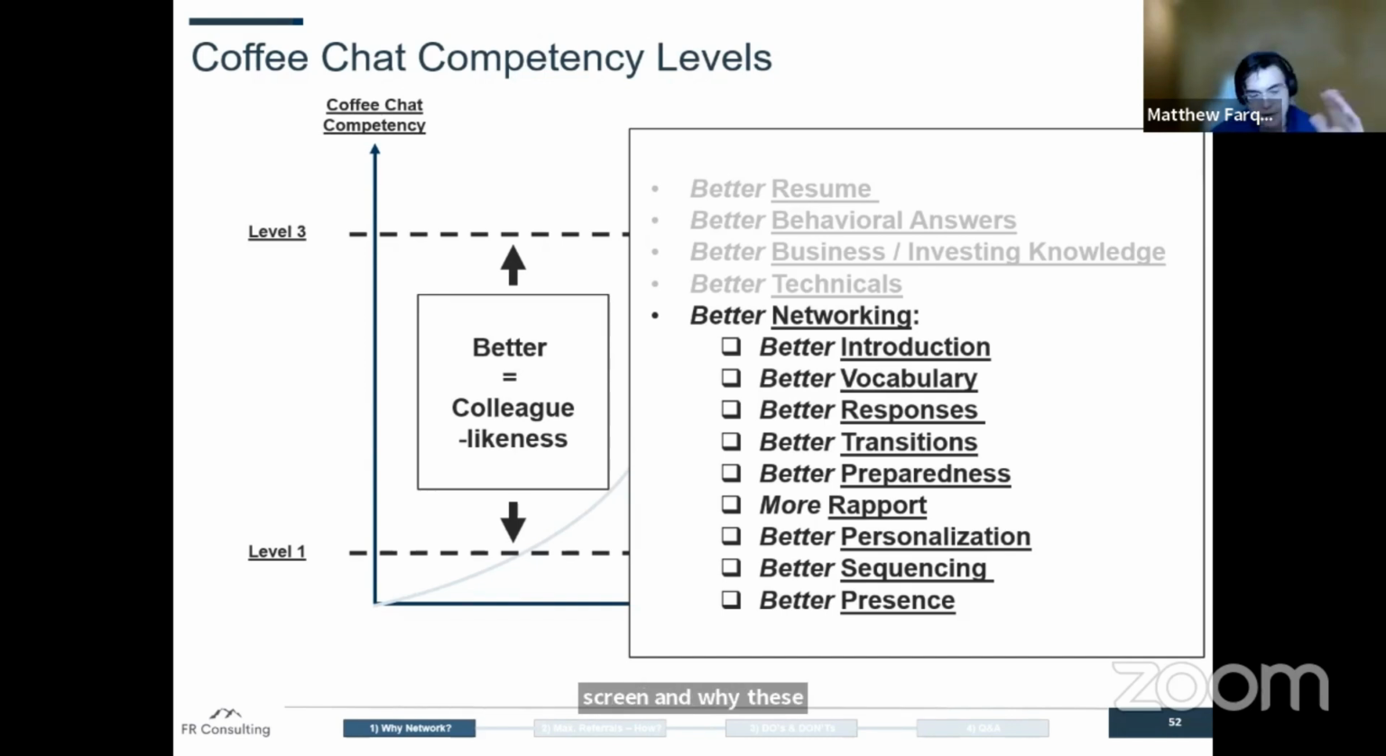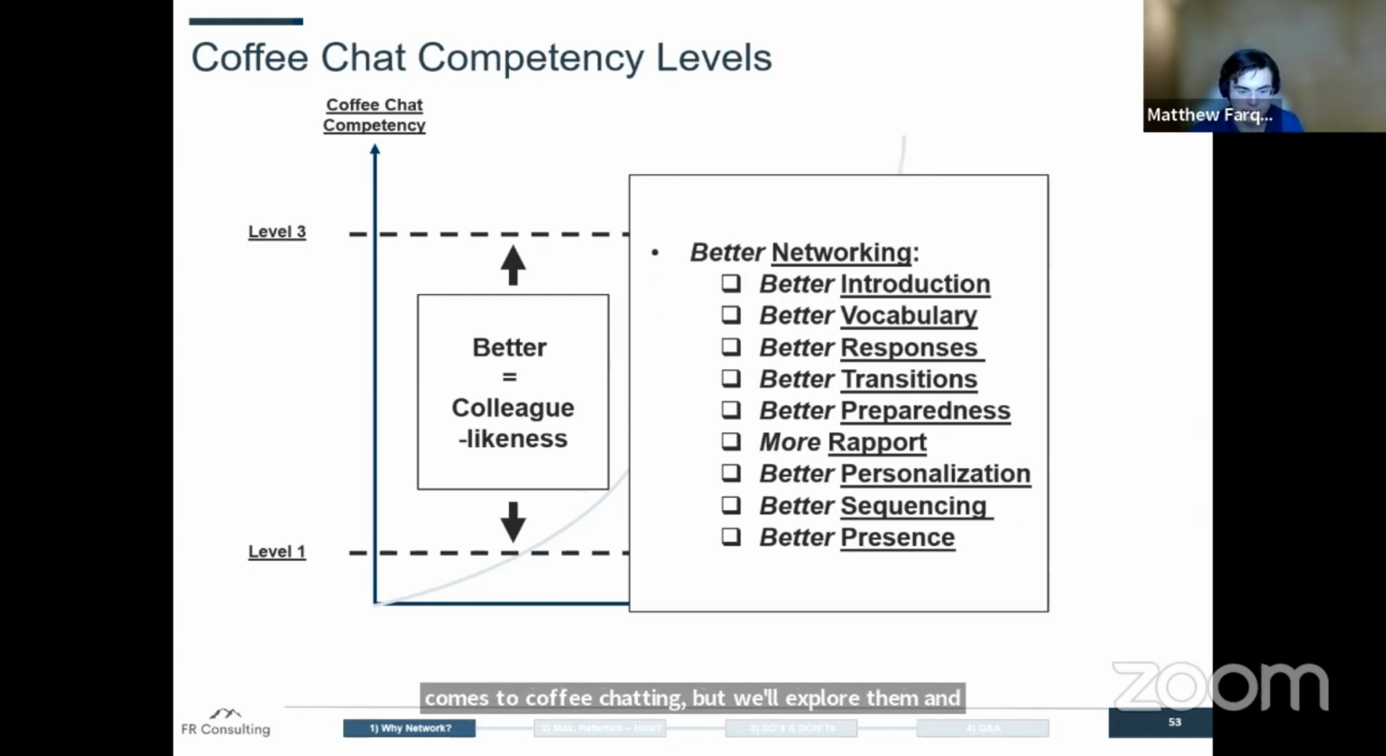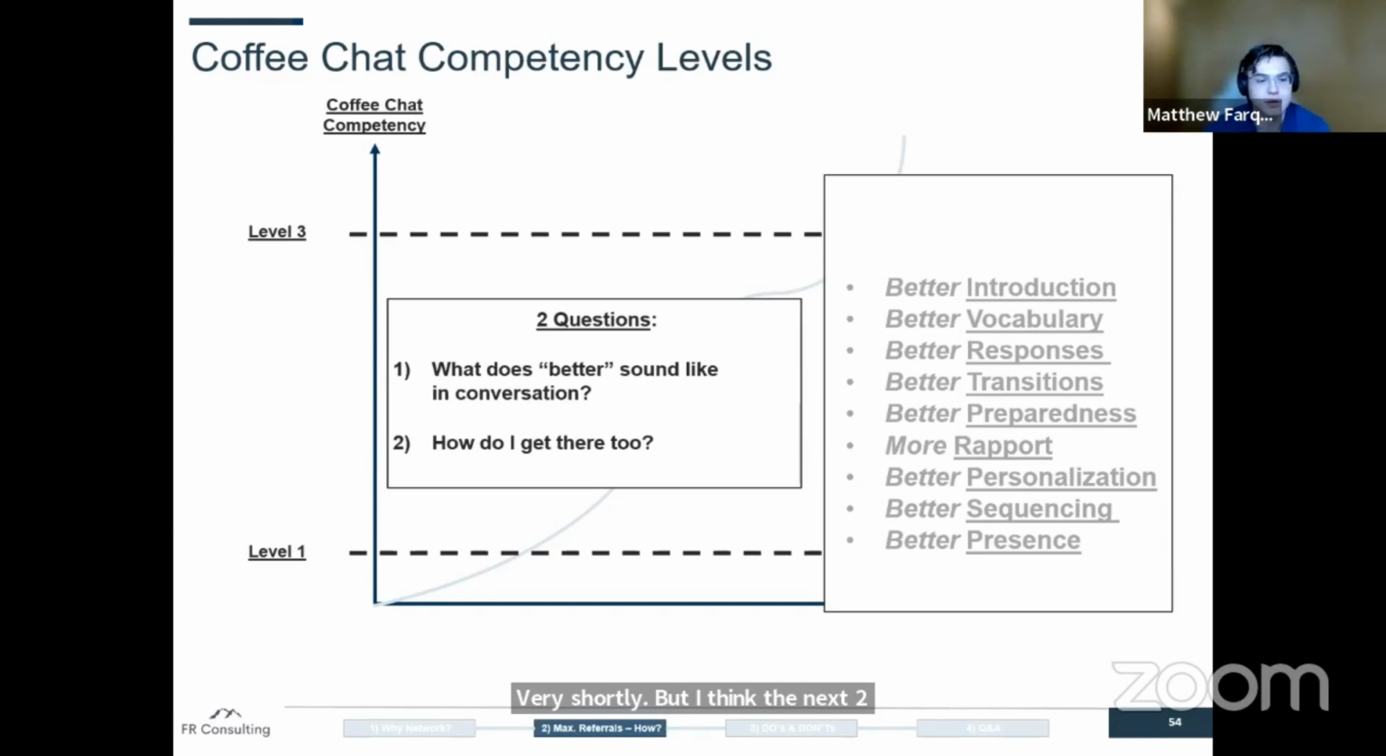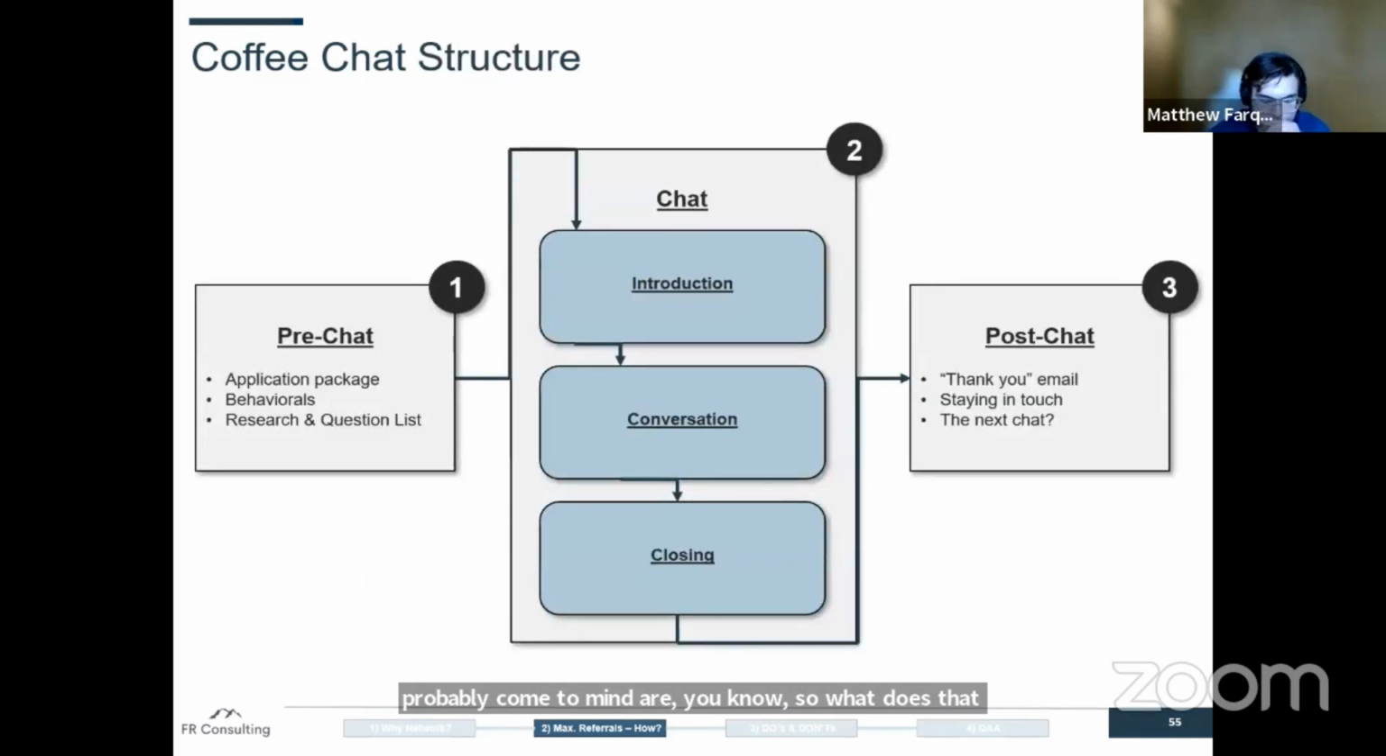But we'll explore them and apply them to actual coffee chats and see them in action very shortly. But I think the next 2 questions that probably come to mind are, so what does that actually sound like? And then how do you get there? So I think this is a helpful graphic to understand the process of coffee chatting with a singular employee. You have pre-chat stuff that you get down, you reach out, have the chat, and then you do the stuff after the chat.